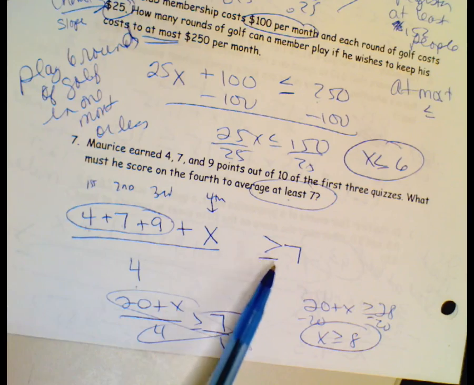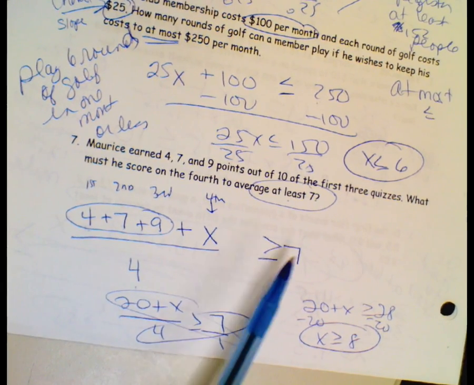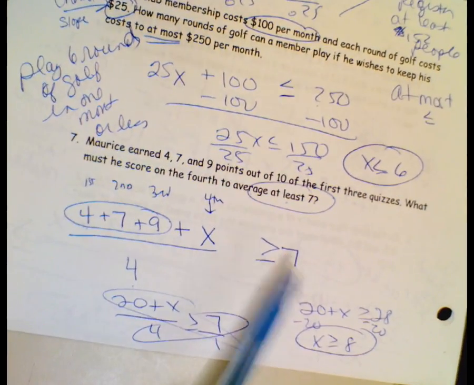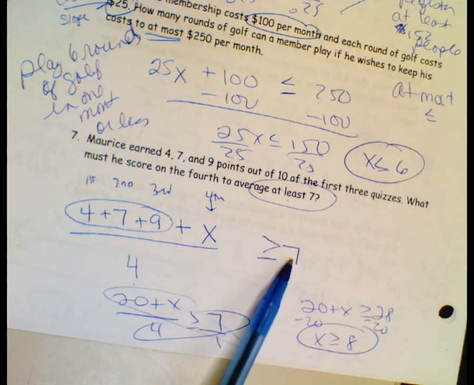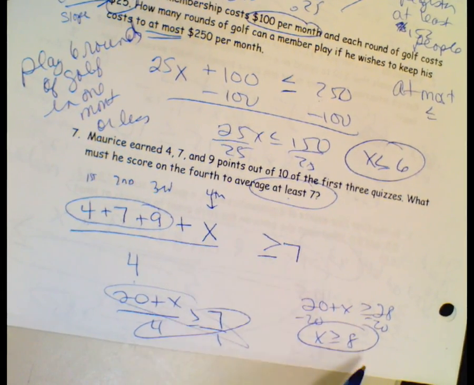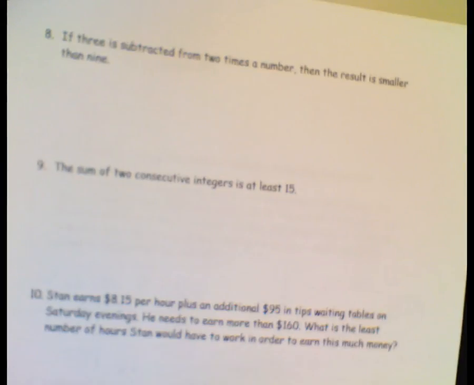Because if he doesn't have an average of 70, someone's probably taking his keys away for the weekend. He's not going to be able to go out if he comes home with a 60%. So as long as he has the 70% or higher, that means he can go out with his friends. So he needs to score at least an 8 on the quiz. Next problem.